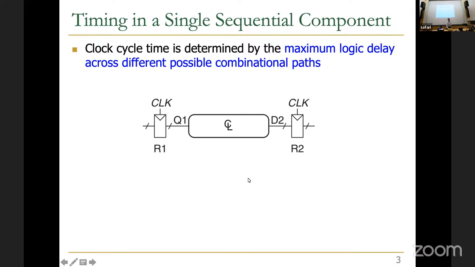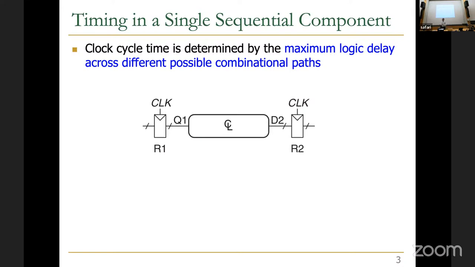So there are multiple paths in this combinational logic, clearly. So you need to find the maximum combinational logic path. And the maximum delay may be dependent on the input also. So we said that there could be multiple factors, but the input itself can also affect this. So keep that in mind.